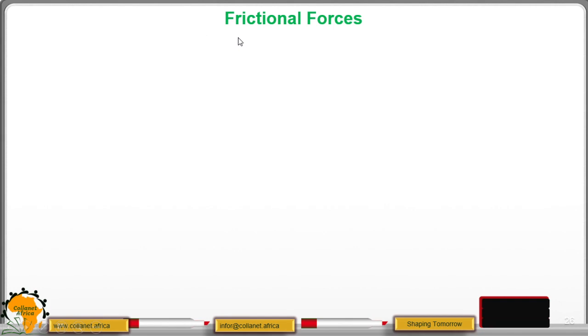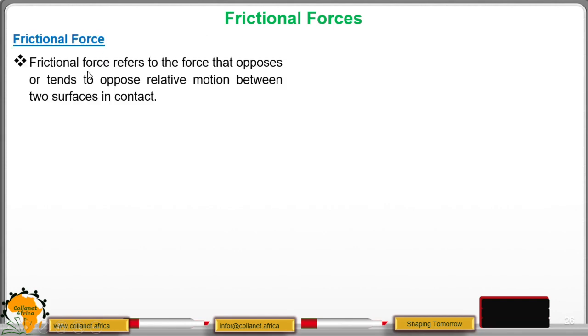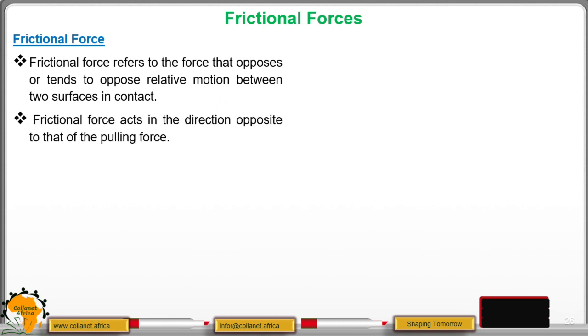In this lesson, we are going to look at frictional forces. We start with the definition. The frictional force refers to the force that opposes or tends to oppose relative motion between two surfaces in contact. Frictional force is a contact force. That is, it exists between two surfaces that are in contact. The frictional force always acts in the opposite direction to that of the pulling force.